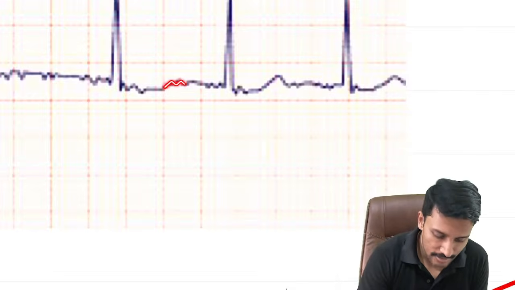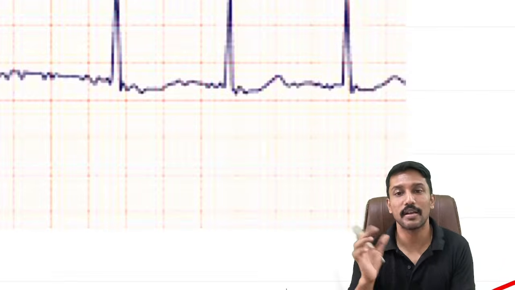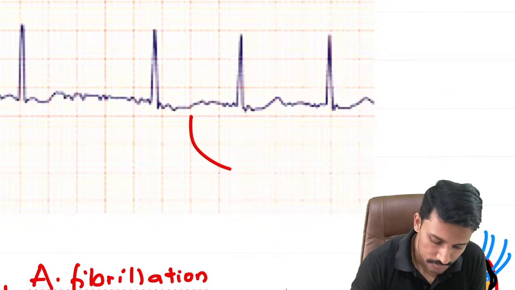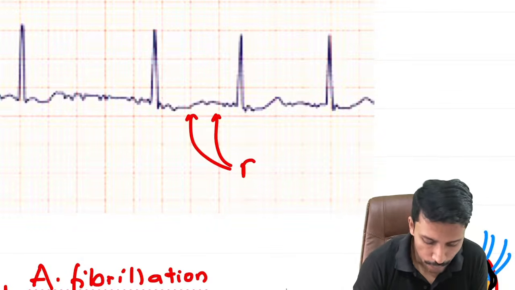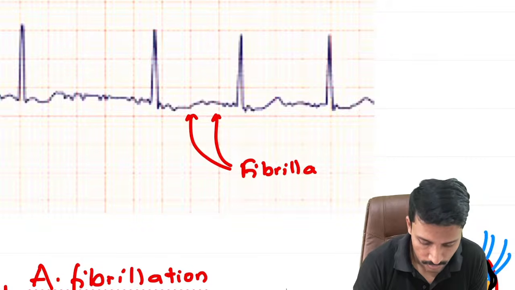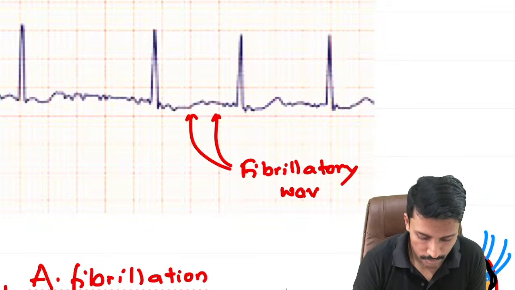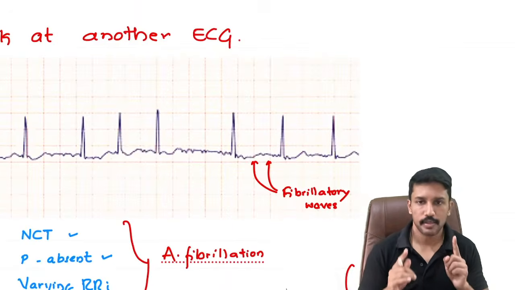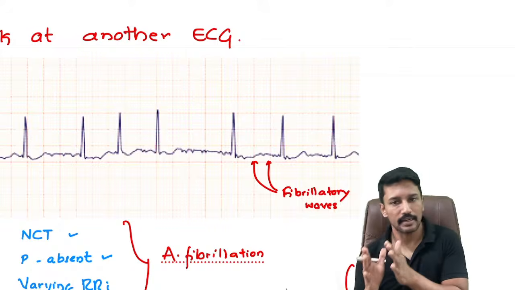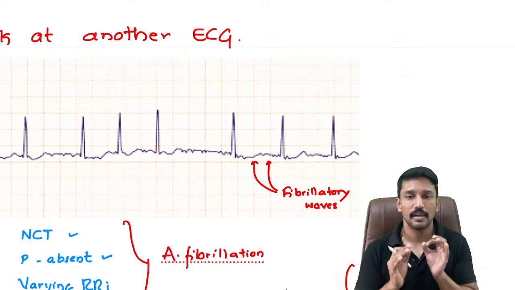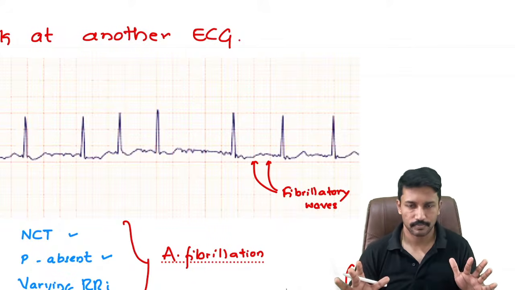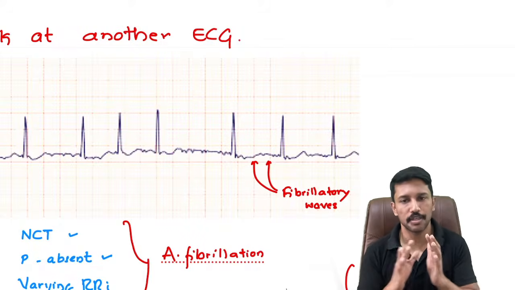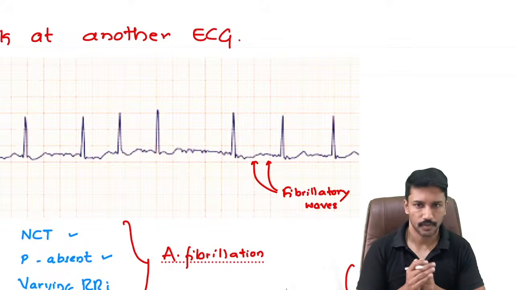Now these waves that we are getting as baseline undulations, we will call them fibrillatory waves, or F waves. All these baseline undulations will be called fibrillatory waves, or F waves. Okay, I hope the point is clear. So now we know how to identify PSVT and atrial fibrillation. In both cases, clearly identifiable P waves are not there. But in one case, the RR interval is constant, that is PSVT. In atrial fibrillation, the RR interval keeps varying.